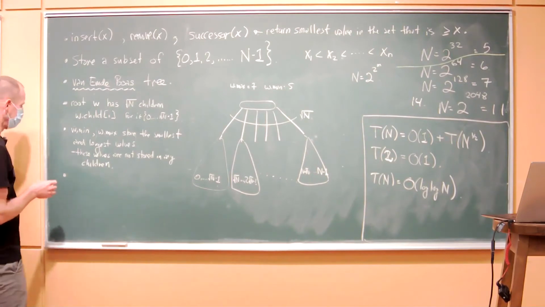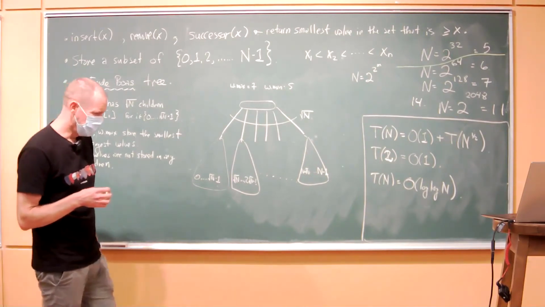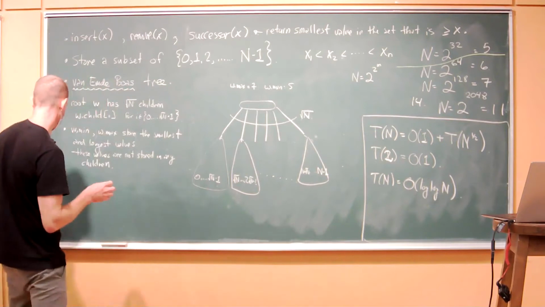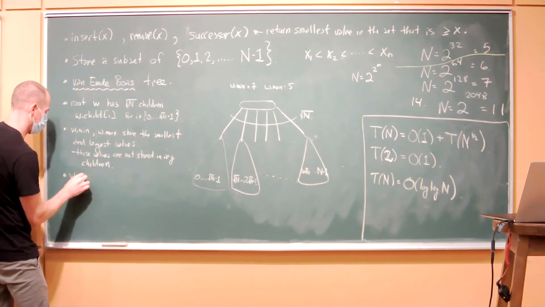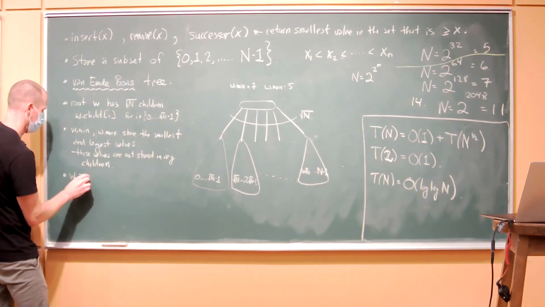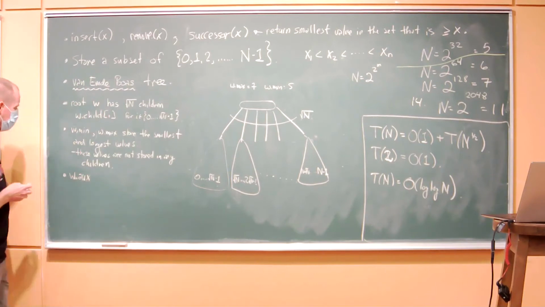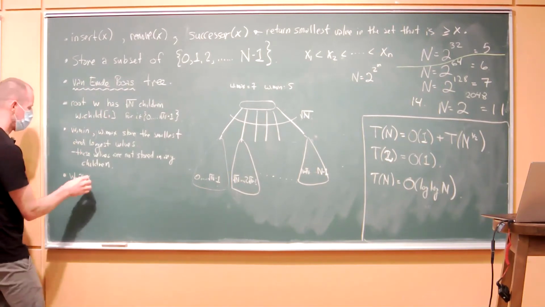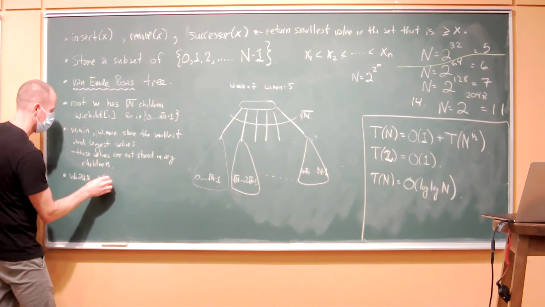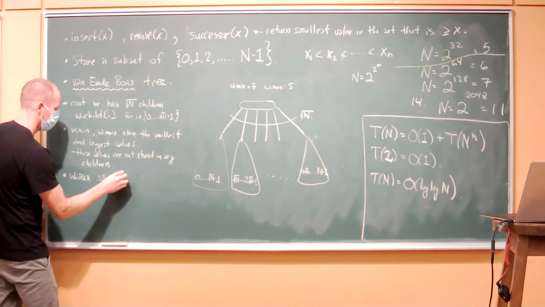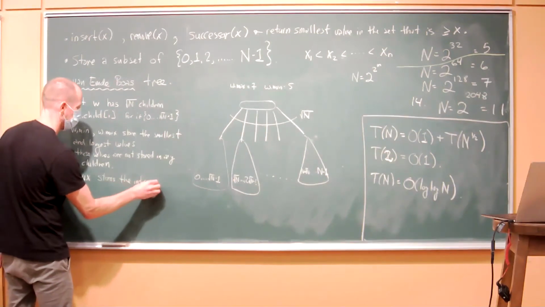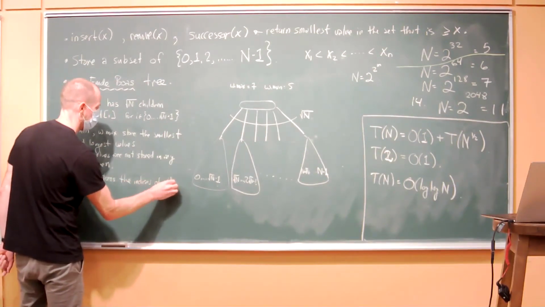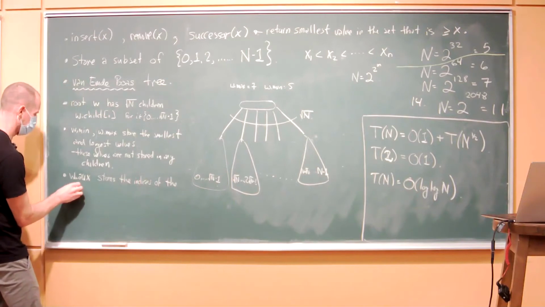And then finally, and this is the very clever idea, we have something called the auxiliary structure, w.aux. Okay. So it stores the indices of the non-empty children.